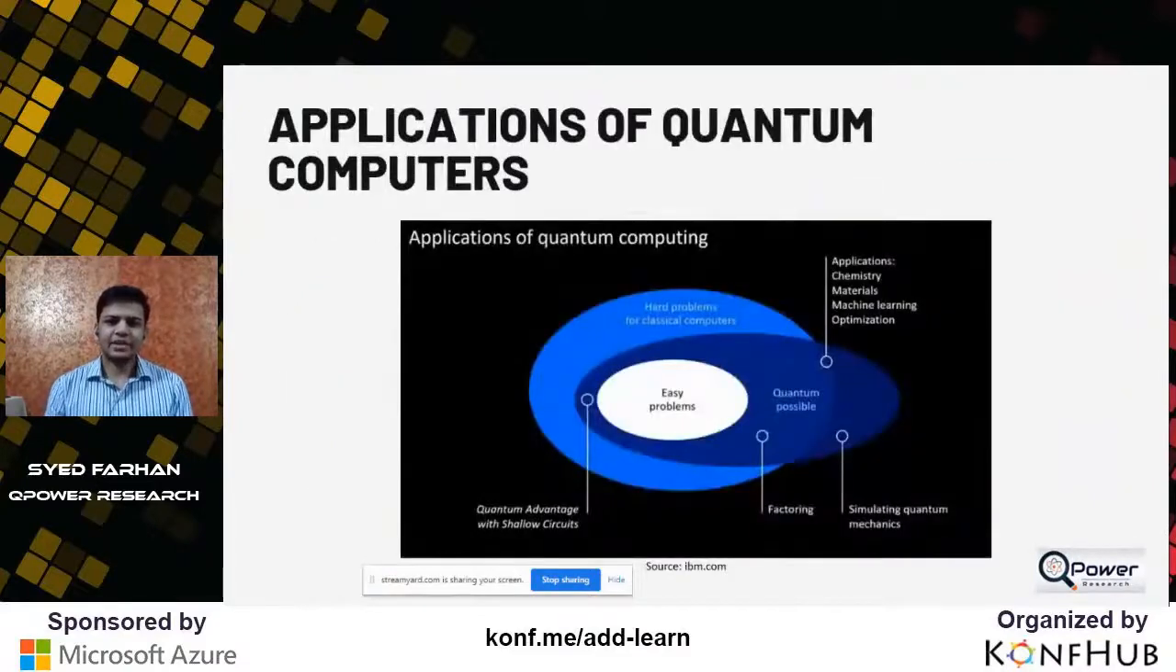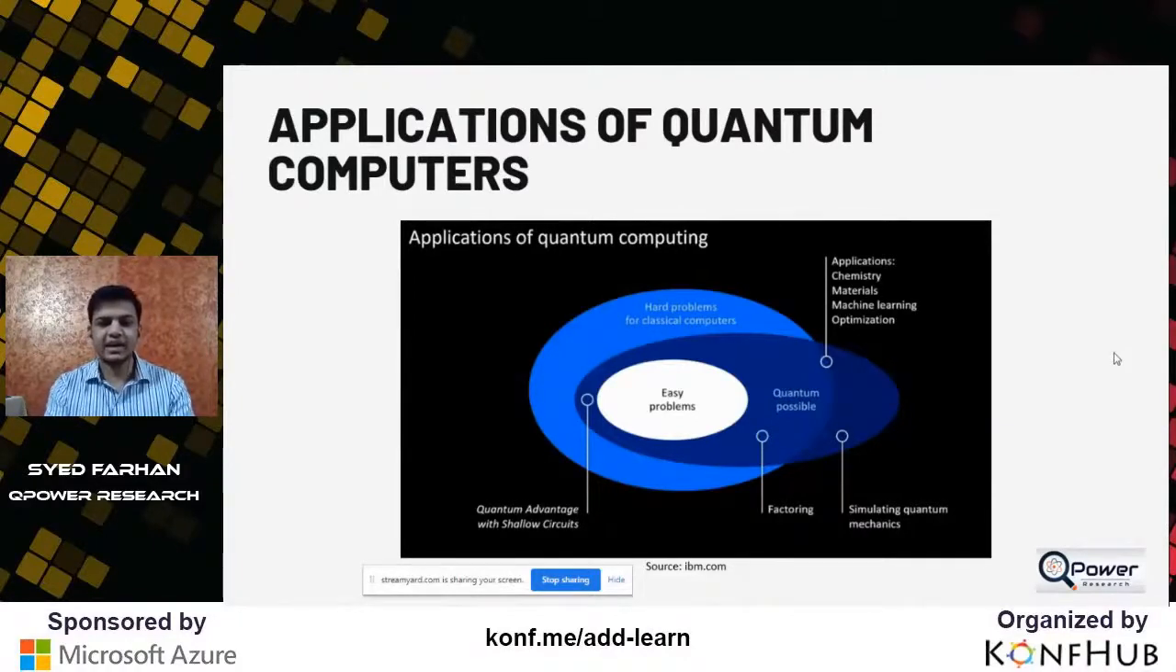So here are a few applications of quantum computers. This was taken from IBM.com. The white oval which you see in the middle is nothing but the easy problems, which are very easy for the classical computers to solve. And the light blue oval are the hard problems for classical computers. But the dark blue oval, which you can see on the screen, are the problems which are quantum possible. A few of the problems cannot be solved by the classical computers.